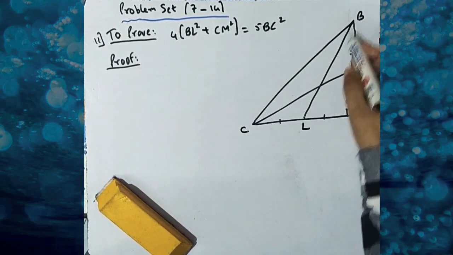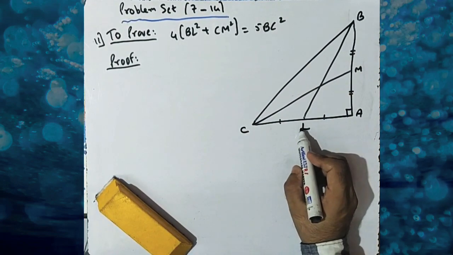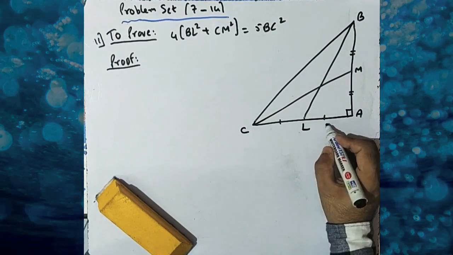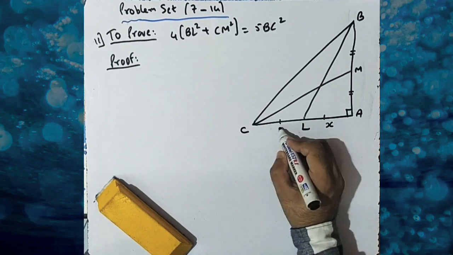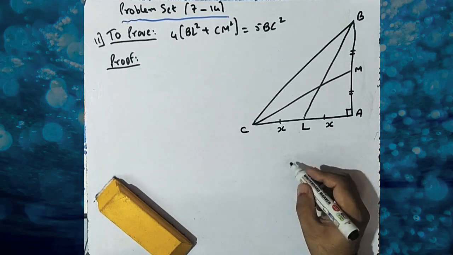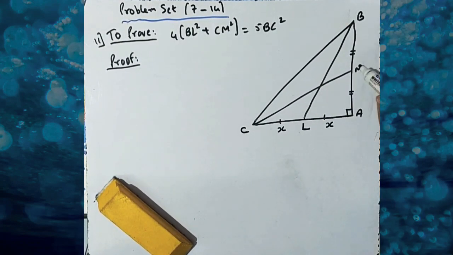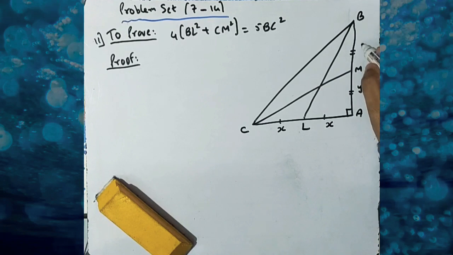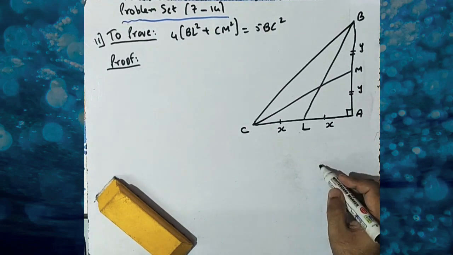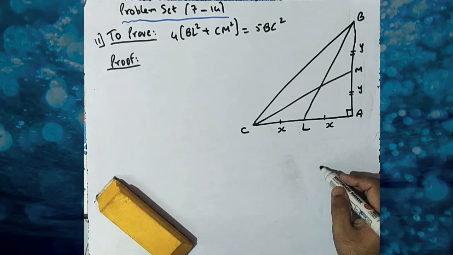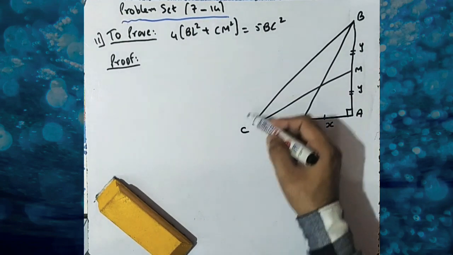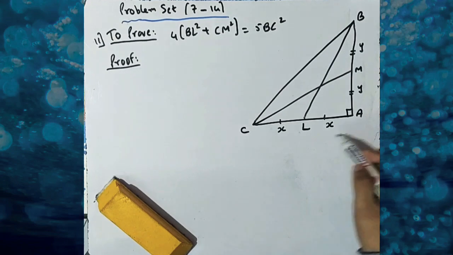Because BL is the median, therefore L is the midpoint of AC. Let us consider AL and CL as X. CM is the median, therefore M is the midpoint of AB. Let us consider AM and BM as Y. Here we have three right angle triangles. One is right angle triangle BAC, the complete triangle.